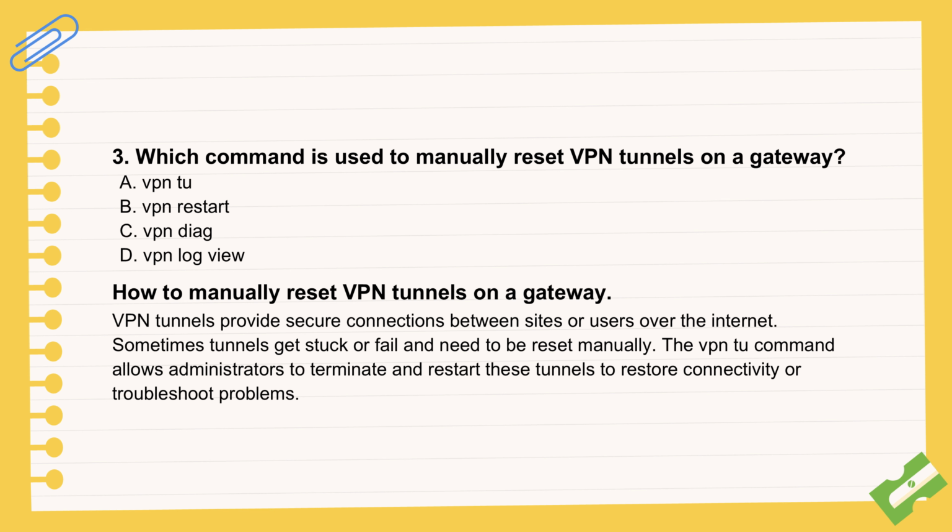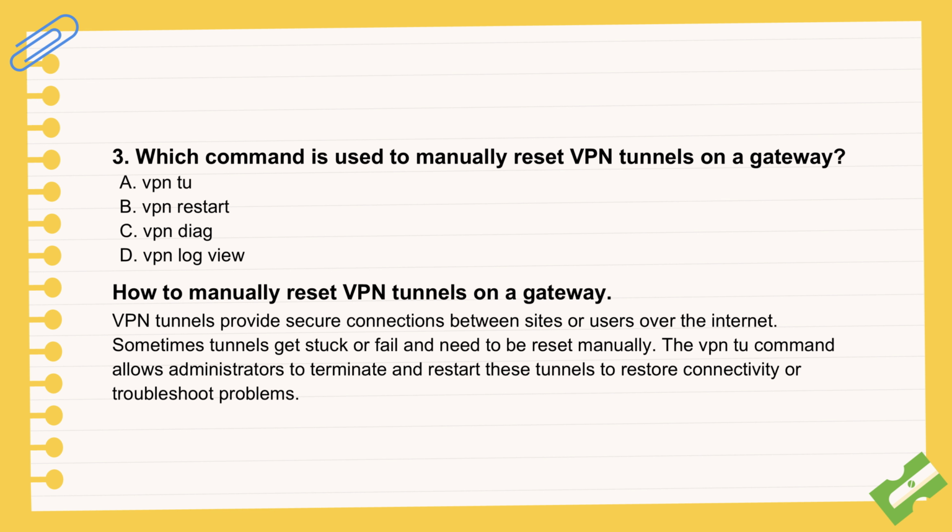So to manually reset those tunnels on the gateway, the command is vpn tu. It basically tears down the tunnel and rebuilds it. It's the IT classic, turn it off and on again, but for that specific tunnel. Super useful for clearing up those stubborn connection problems.